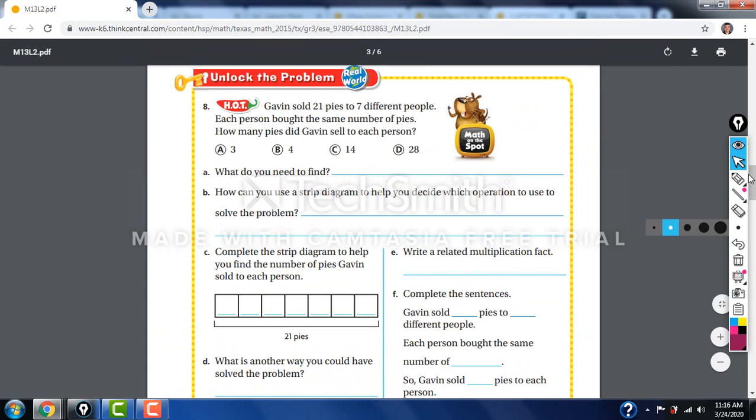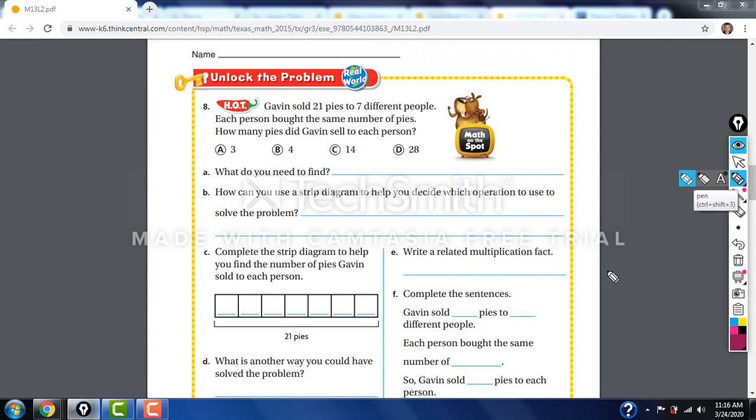Let's look at unlocking the problem here. So, Gavin sold 21 pies to 7 different people. Each person bought the same number of pies. Now, that's your key. Same number of pies, equal. So, how many pies did Gavin sell to each person? So, you have 21 pies. And you divided that by what? 7 people. So, each one got how many? 3. Very good. So fill this out right now.